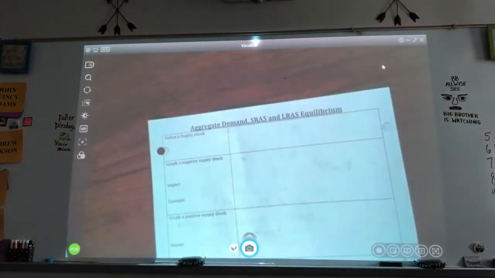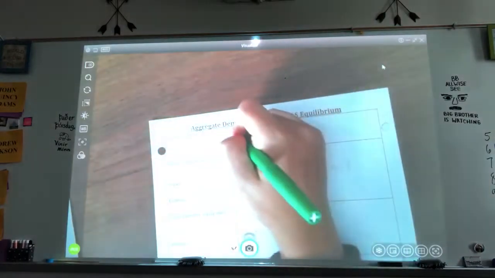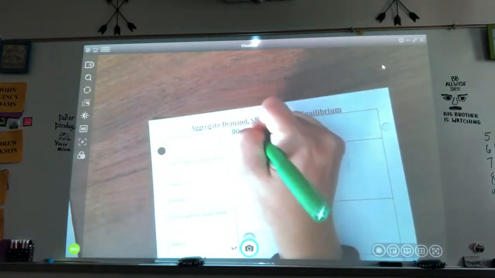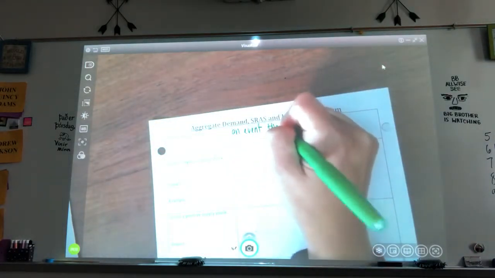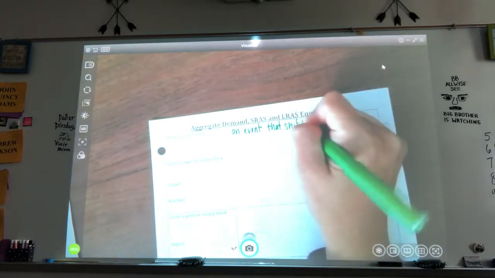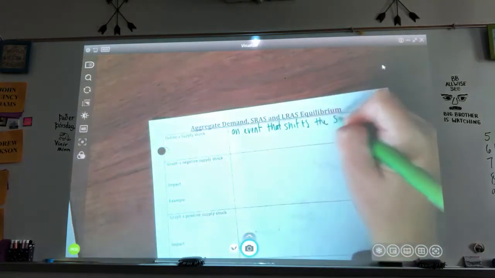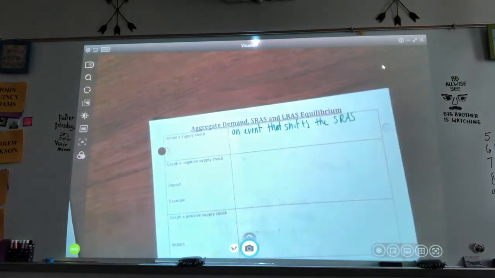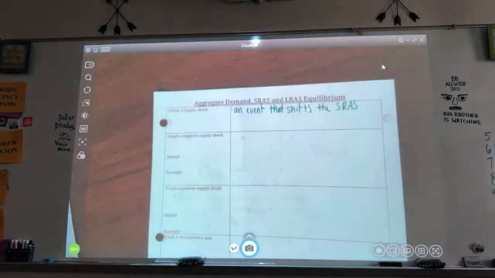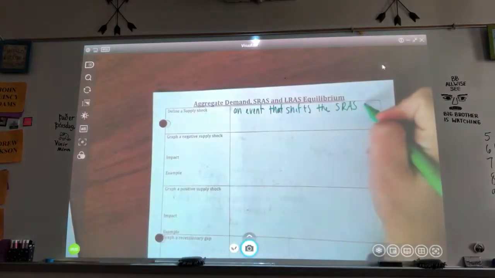So what we're going to look at is a supply shock. It is an event that shifts the short run aggregate supply. Do y'all get what I'm saying when I say SRAS? Short run aggregate supply curve.